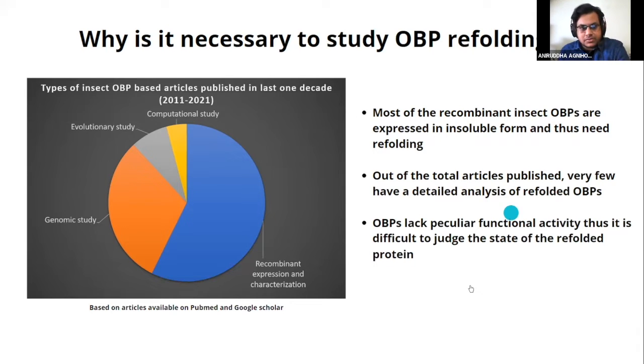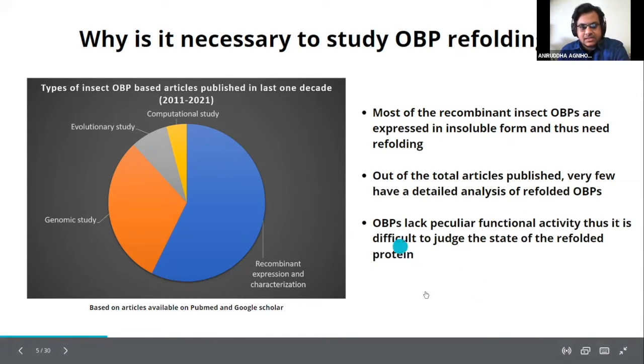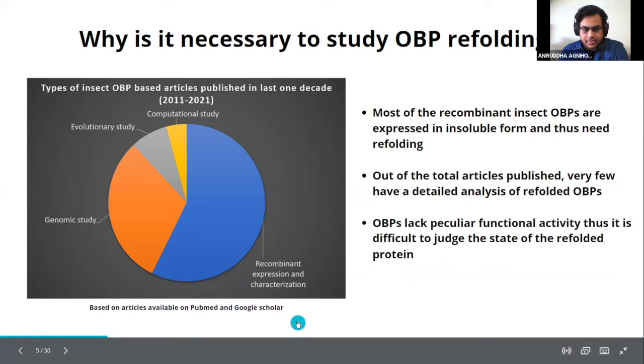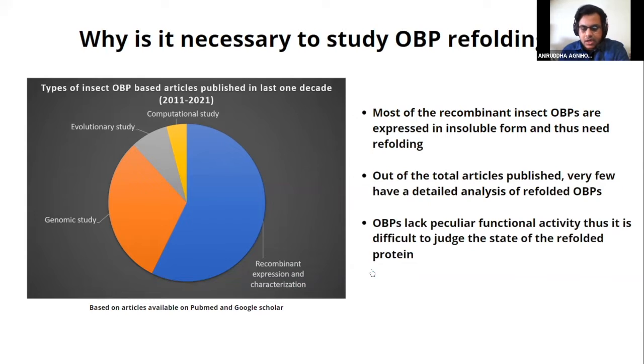If we look at the last 10 years, the amount of research that has happened on this protein, it looks like more than 50% of the research, and the data is taken from PubMed and Google Scholar, is on the recombinant expression and characterization of these proteins. So when I came here and started studying this protein, I came across this huge set of data which only talks about recombinant expression. But unfortunately, very few articles really go into detail and try to study how the recombinant expression is happening. If they're doing a refolding, are they doing it in a correct way or not?